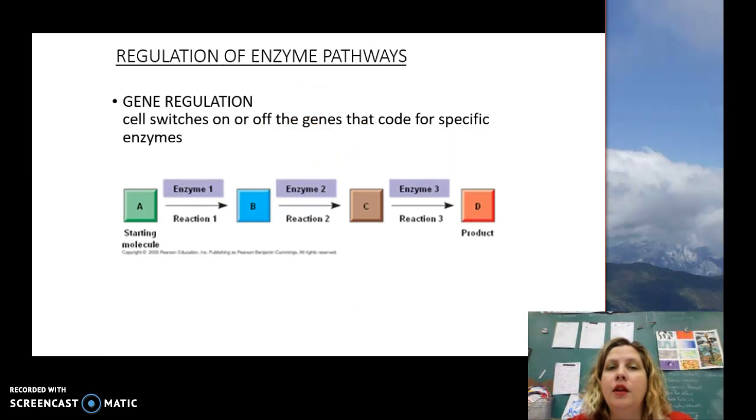Regulation of enzyme pathways. So there's gene regulation. The cell switches on or off the genes that code for specific enzymes. And so specific enzymes, if they're found in the cytoplasm or in the specific area, are going to allow for a finished product. So for example, for the starting molecule, you require a first enzyme for the first reaction to make a second molecule. So in here we're looking at starting molecule A transformed into molecule B. You require a second enzyme for molecule C. You require a third enzyme for molecule D. So this pathway only works if you have all of the enzymes available.